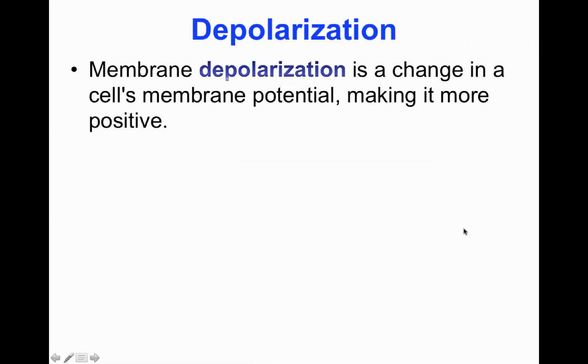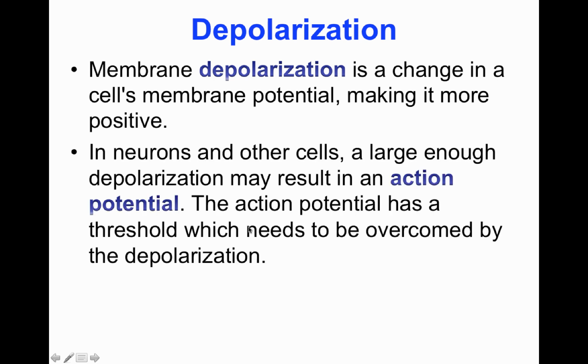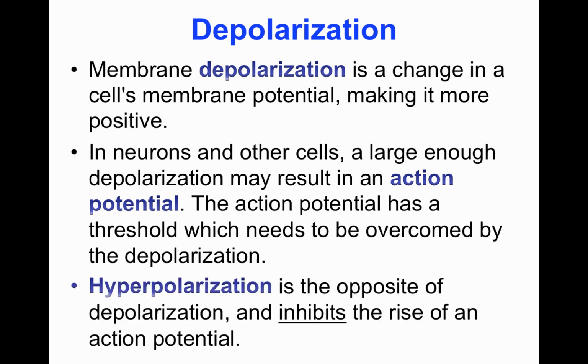So let's learn about what a depolarization is. Membrane depolarization is a change in a cell's membrane potential that makes that membrane potential more positive. In neurons and other cells, if you have a membrane depolarization of a particular magnitude, that can pass a threshold that will result in an action potential. So that threshold needs to be overcome before the action potential can happen. And we're going to look at how the action potential looks when you're measuring it with a potentiometer.